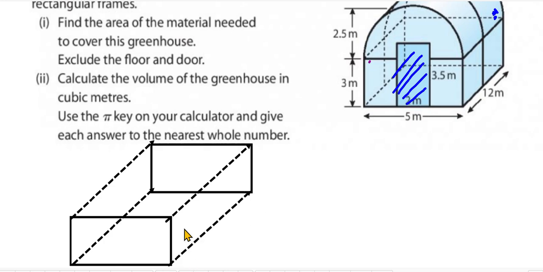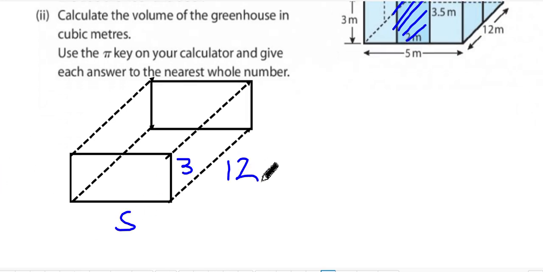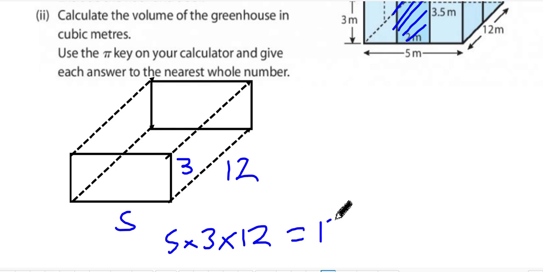3. What is the width of the box? And then finally, what is the length of the box? 12. Okay. Then what we're going to do is length by width by height. Alright, do that then. 5 by 3 by 12. 180 meters cubed. Okay.